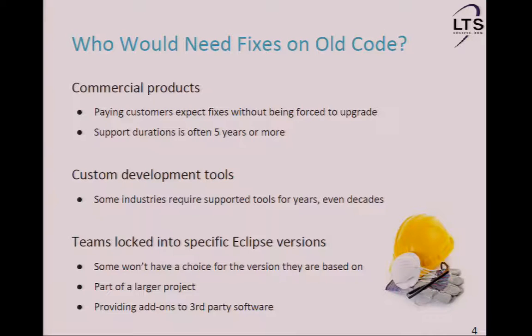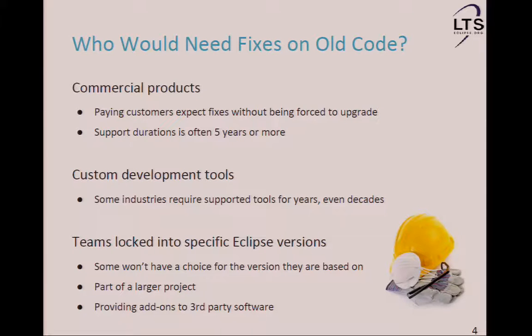So why would you need this? Primarily, it's something that commercial products have to worry about. If you're putting out a product that you're selling, and that's something that the Eclipse license allows you to do, build products that you're selling to customers, they're expecting service. If they find a problem, they don't want to hear, oh, that will be fixed next year when we pick up the Oxygen release. So commercial products often have long support durations, 5, 8 years. Some industries have even longer.